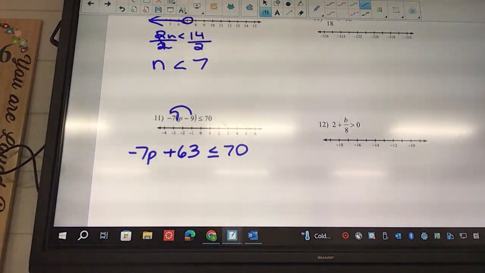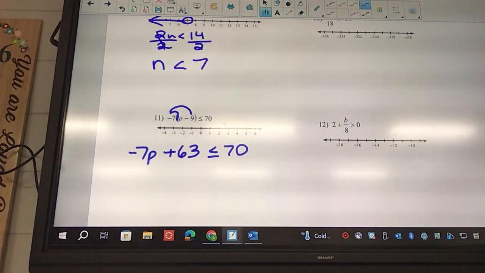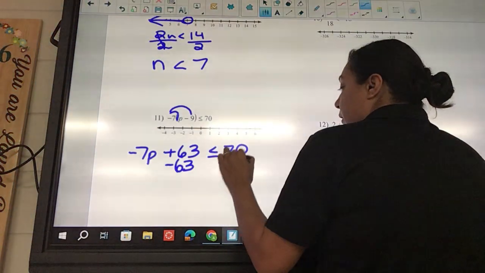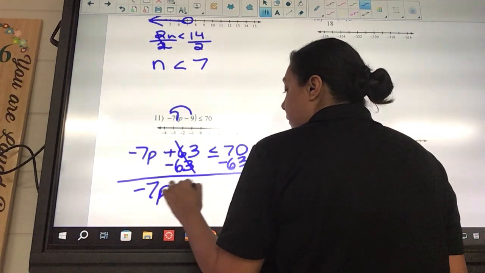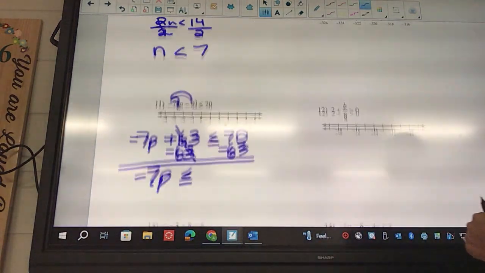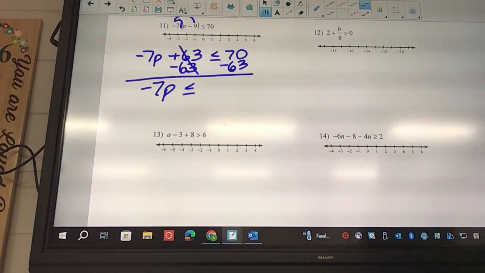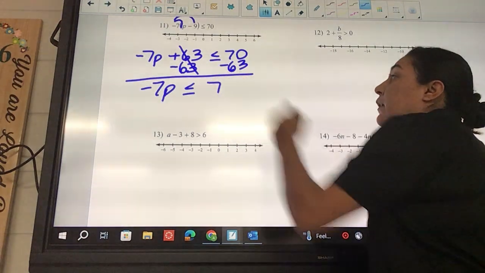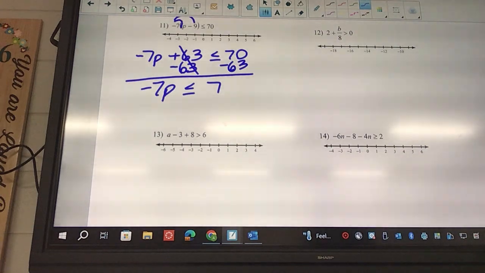Okay, if we're looking at this, who's the third wheel? Who needs to move first? The 63. Okay, so we're going to say minus 63 on both sides. I got negative 7p. What is 70 minus 63? 7. Okay. Then what needs to happen? How do I break up that couple? Divide.